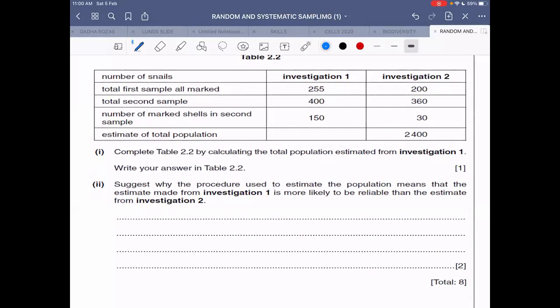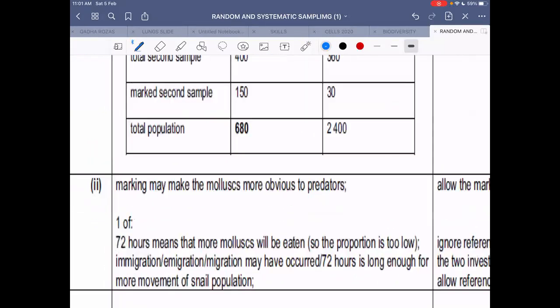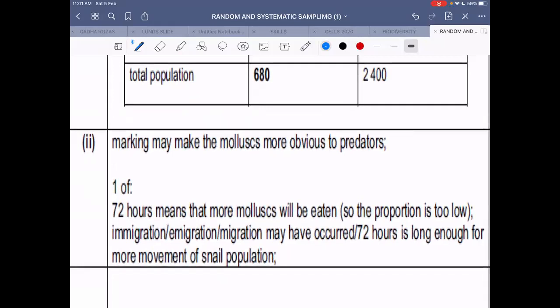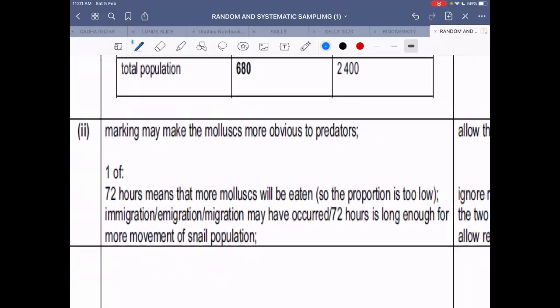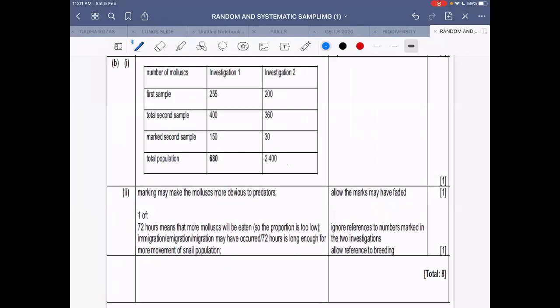Miss, because it's more recent. It's more recent, and the chances are that if you are going to recollect the second sample after 72 hours, maybe the snails have died, or changes can happen in them. Yes, there can be a difference in quantity, all that. Yes, and some predator might have attacked. Right, you have marked them, so the marking has made them more obvious to the predators, and they might have migrated to some other place or been damaged or whatever. So that's why the investigation 1 results are more reliable.